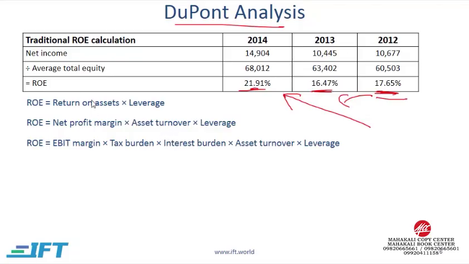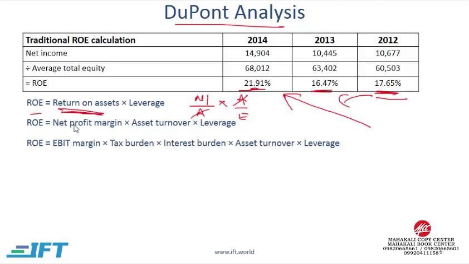But before we do that, let's recognize from level 1 that there are 3 different ways of breaking ROE. One way is to simply say it's return on assets times leverage. So this is a refresher. Return on assets was net income over assets, and leverage is assets over equity. So the assets cancel out. What does this tell us?